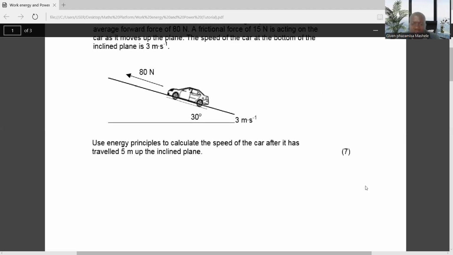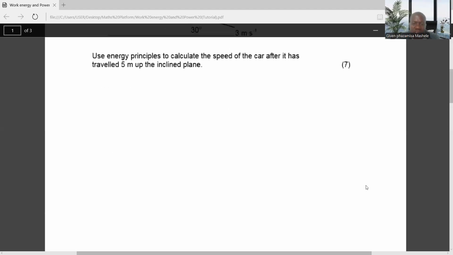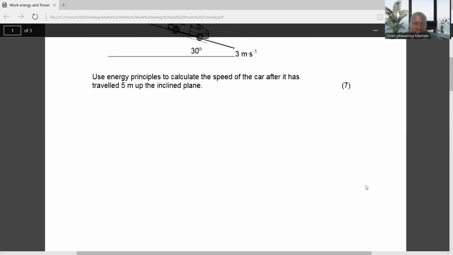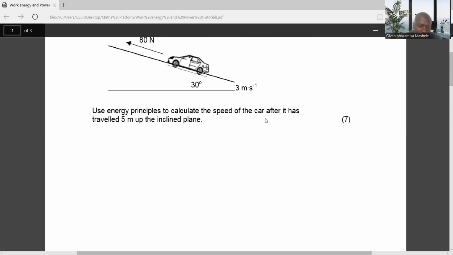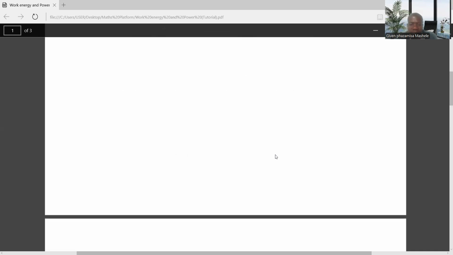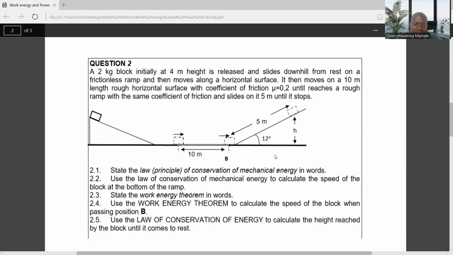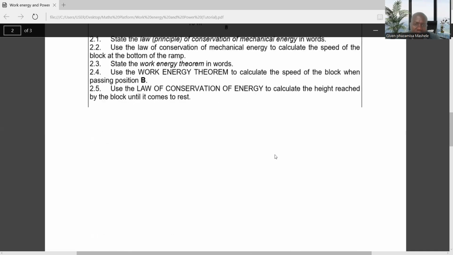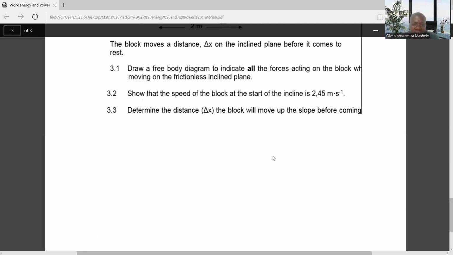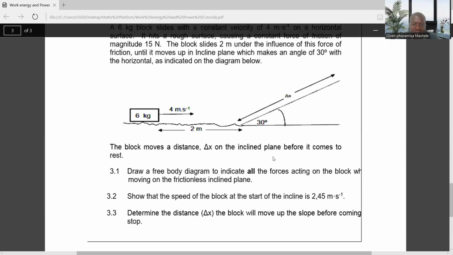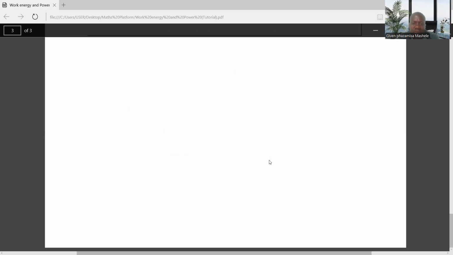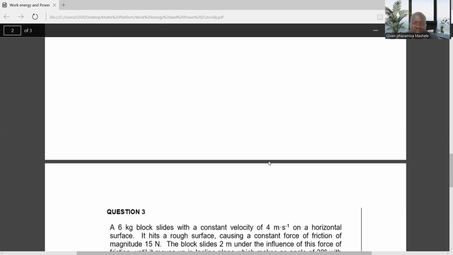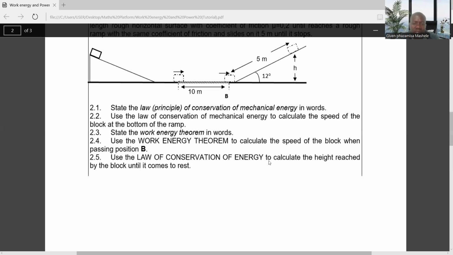Let me share the first slide. So we are done with this one out of 7 marks. We have answered the question. The speed of the car after it has traveled 5 meters is 11.07 meter per second. Now here is the second question. And after that, we have the third one. So we actually have 3 questions to look at.